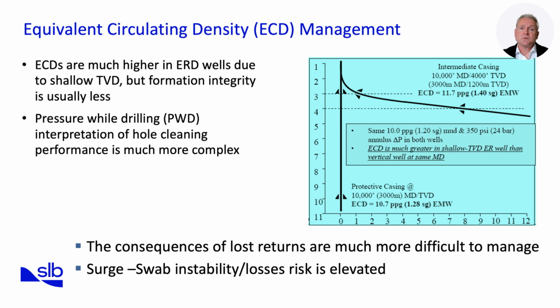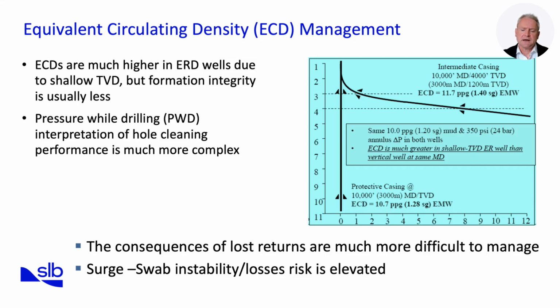In extended reach wells, ECD management becomes one of the toughest challenges. Because these wells often have shallow true vertical depth compared to their measured depth, circulating pressures translate into a much higher equivalent density at the casing shoe. The plot on the right shows a vertical well and a horizontal well. On the left, we have a vertical well with a measured and true vertical depth of 10,000 feet. Using a 10 ppg mud and 350 psi annular pressure loss, the ECD at casing depth is 10.7 ppg.